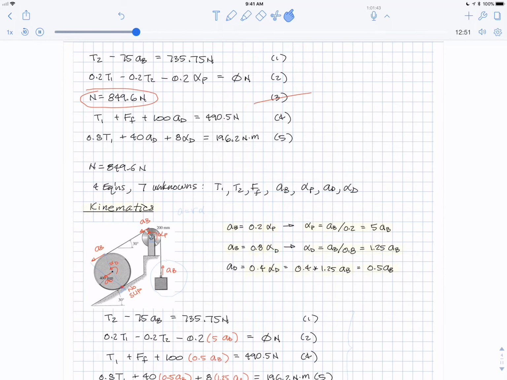That's not going to work. 7 unknowns with 4 equations. You need only 4 unknowns. That means we need to get rid of 3 of the unknowns. Whenever you have too many unknowns, like in energy, where you only have 1 equation, if you have more than 1 unknown, it's too many.